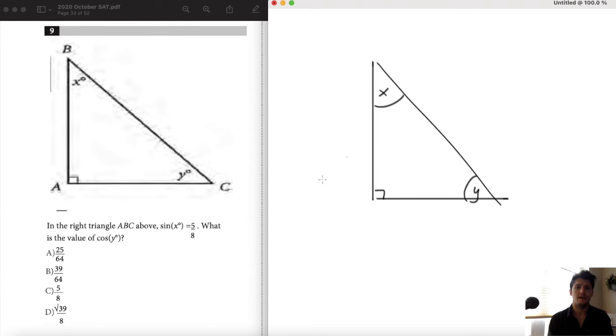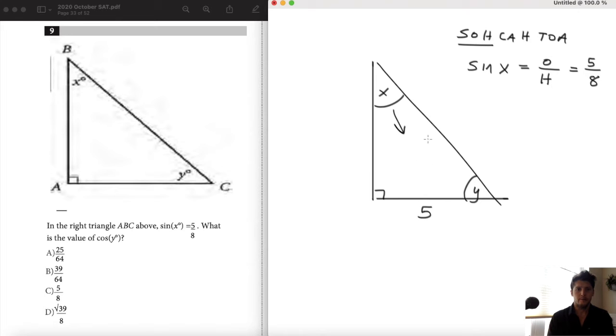So look, the big thing here is SOH CAH TOA. SOH CAH TOA tells us about sine, cosine, and tangent. Sine of something is equal to the opposite over the hypotenuse. That's what this SOH means. So if sine x equals 5 over 8, then the opposite side is 5, the side opposite from x, and the hypotenuse is 8.